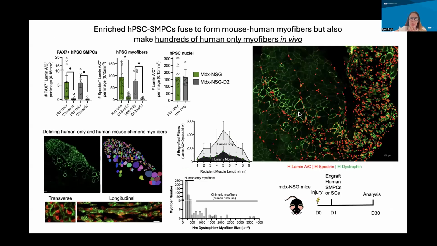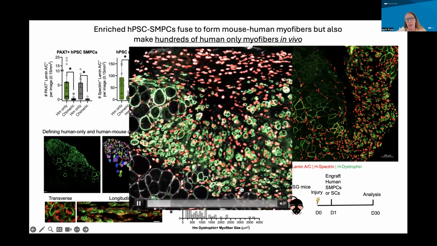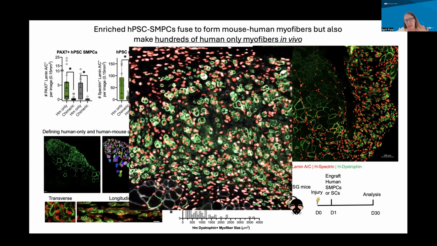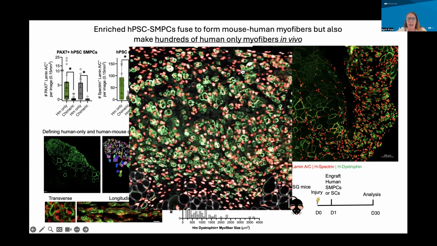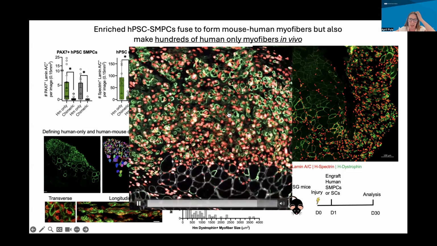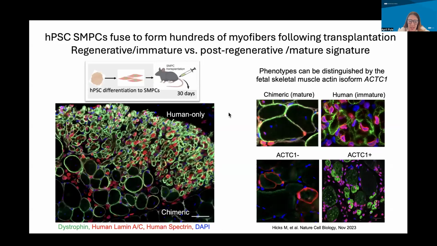This work is published, so I'm not going to spend a lot of time on it, but you can see that we're able to get engraftment. This is what the engraftment looks like. These green are the fibers that we make. We have regions where there's human and mouse. This is an NSG dystrophic mouse. And then we have human-only regions. So we spend a lot of time trying to understand what's happening in vivo during engraftment. And what we learned is that you have populations that are fusing with the in vivo endogenous mouse fiber, called chimeric fibers.